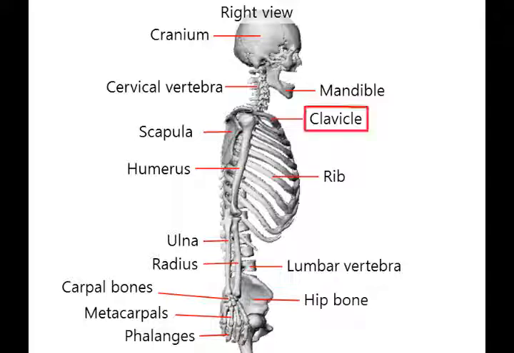The clavicle is connected to the scapula, and the scapula is connected to the humerus. Therefore, the clavicle and scapula can be seen as bones that connect the torso and the arms. The humerus is connected with the ulna and radius at the elbow joint. The bone at the pinky is the ulna, and the radius is located at the thumb.